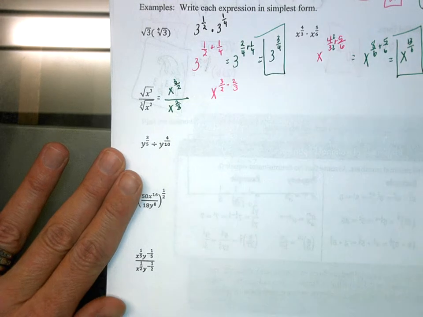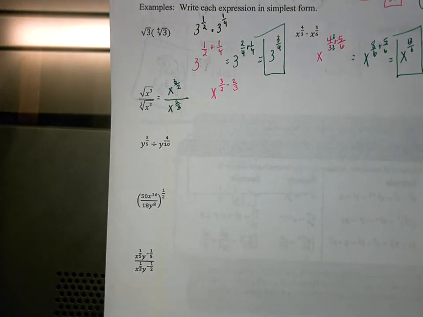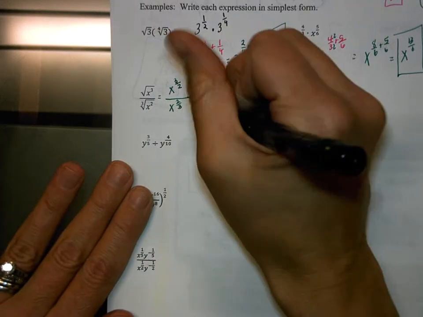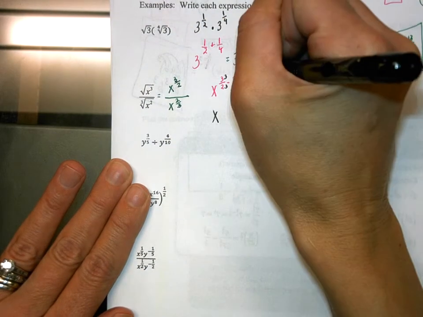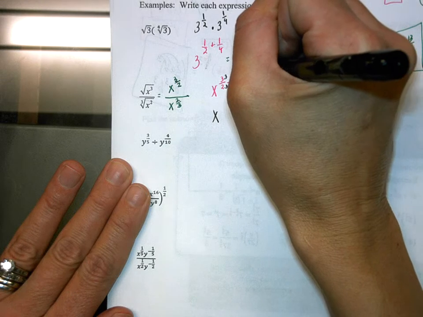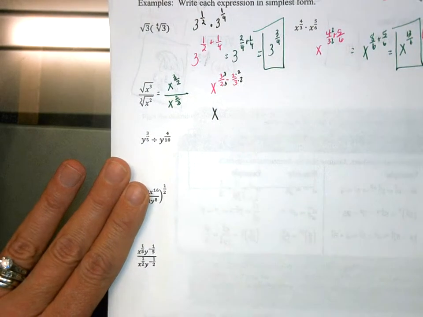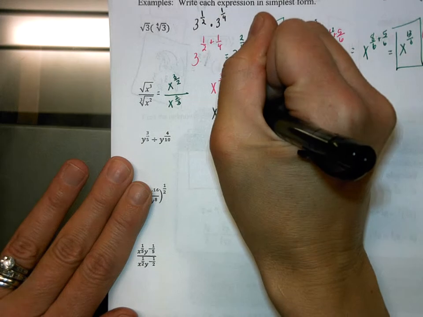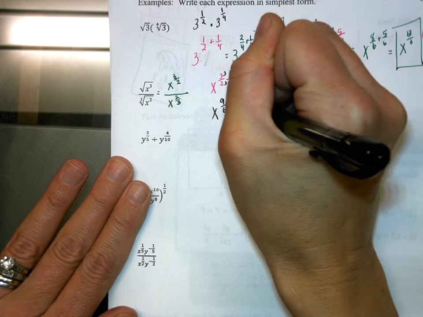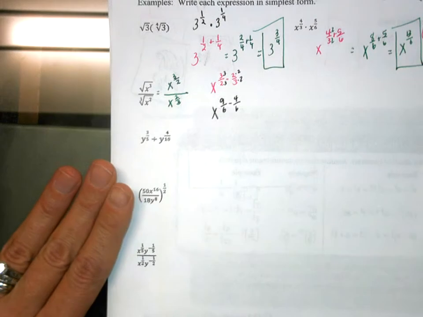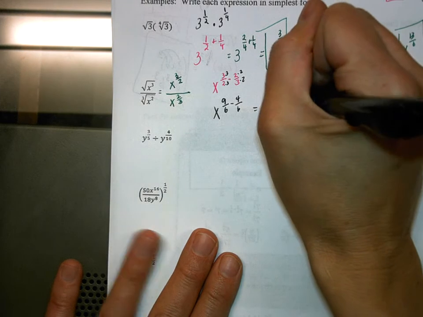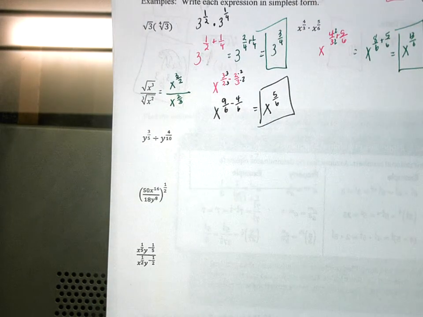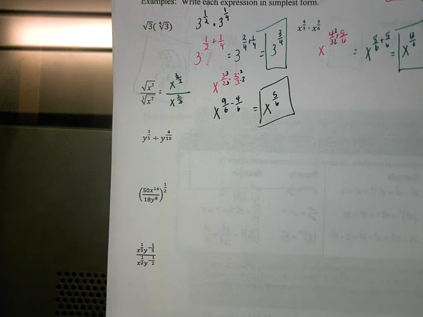Can I subtract the fractions that way, the way they're written? No. What do I need? Common denominators. What would be my common denominator? 6. And so in order to make this a 6, we multiply this numerator and denominator by 3. And on this one, we'd multiply the numerator and the denominator by 2. And so we end up with what? 9 over 6, right? Minus 4 over 6. And then now we can subtract, and we get x to the 5 over 6. All done. Is that okay?